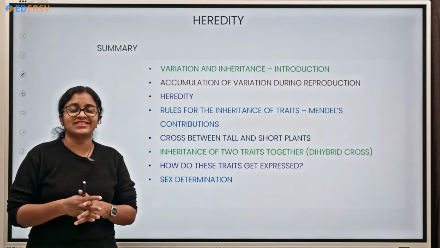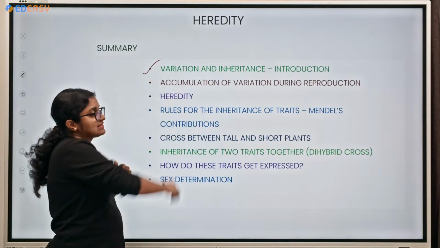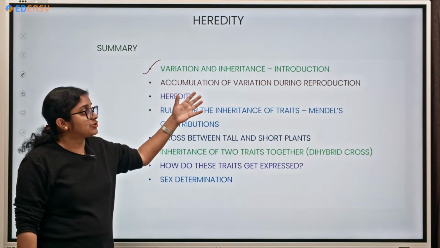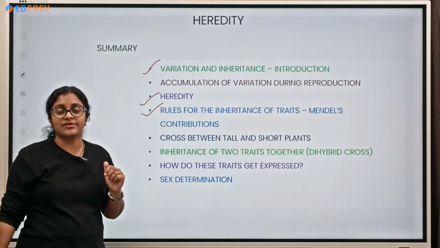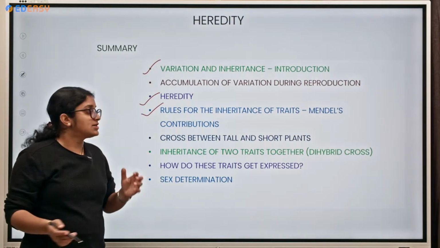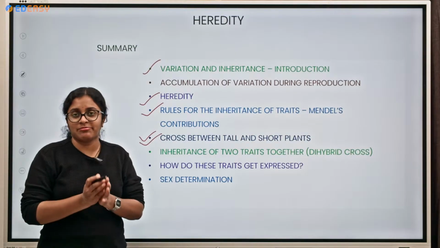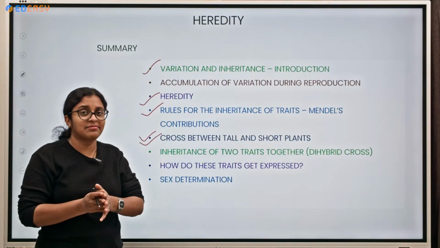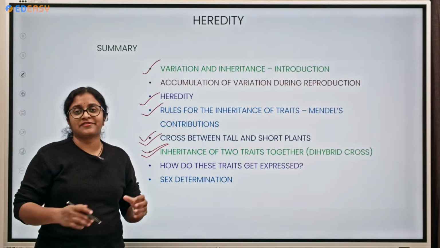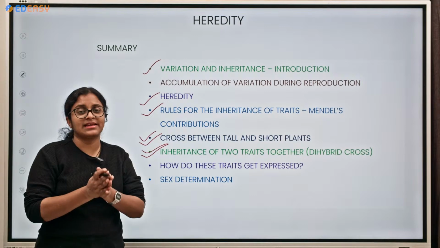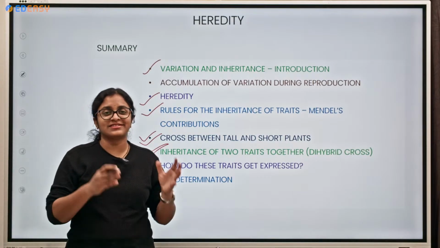Okay. So far, students, we have discussed a lot of concepts. We have understood variation and inheritance, how differences are obtained, and the accumulation of variation during reproduction. We understood heredity and the rules of inheritance of traits. By Mendel's experiment, we saw the cross between tall plants and short plants, the first filial generation, the second filial generation, followed by the dihybrid cross. After the monohybrid cross, we understood the dihybrid cross, where inheritance of true traits happens together and new combinations are produced. The traits are expressed with the help of genes, DNA segments, followed by sex determination in human beings. So this was the concept of today's discussion.